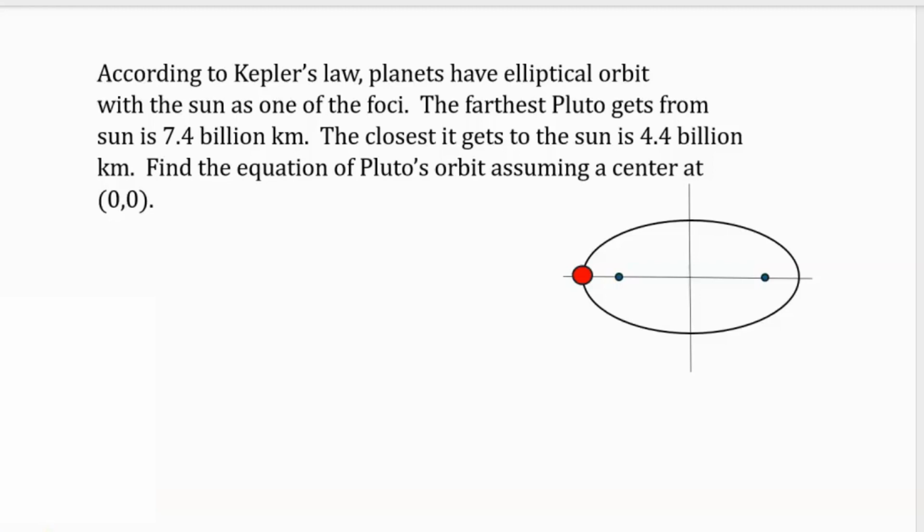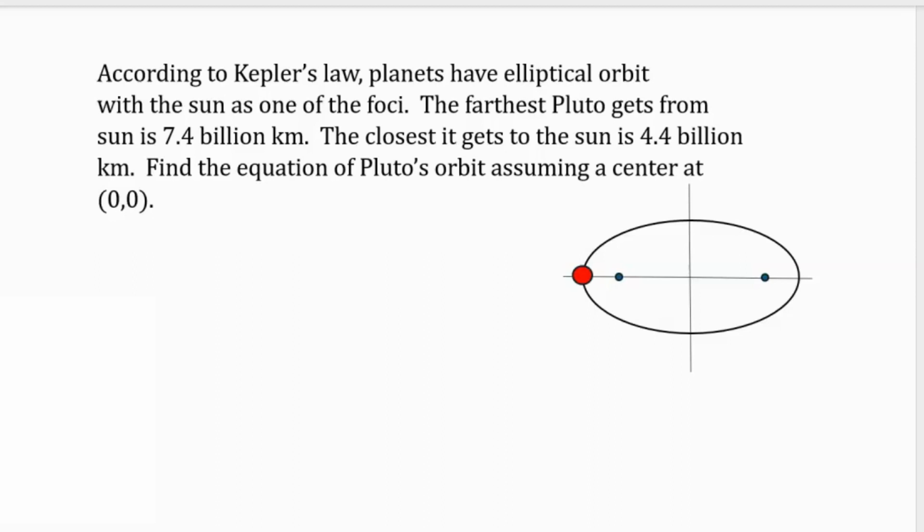According to Kepler's law, planets have elliptical orbits with the Sun as one of the foci. The farthest Pluto gets from the Sun is 7.4 billion kilometers. The closest it gets to the Sun is 4.4 billion kilometers. Find the equation of Pluto's orbit assuming a center at (0, 0).